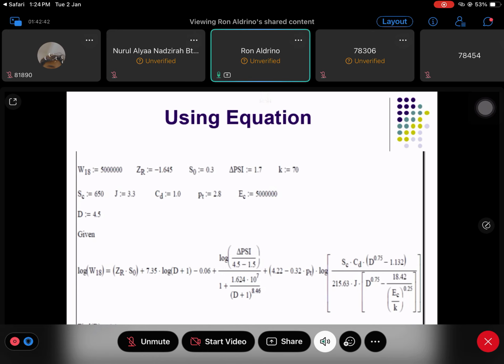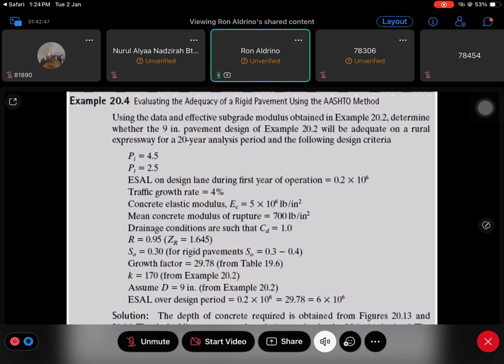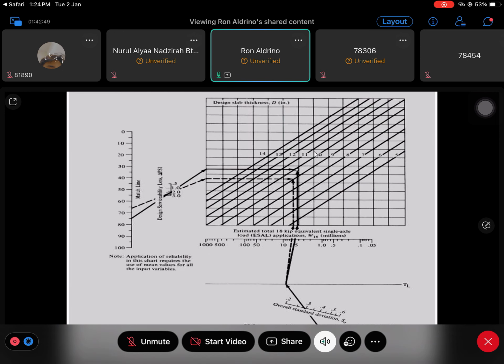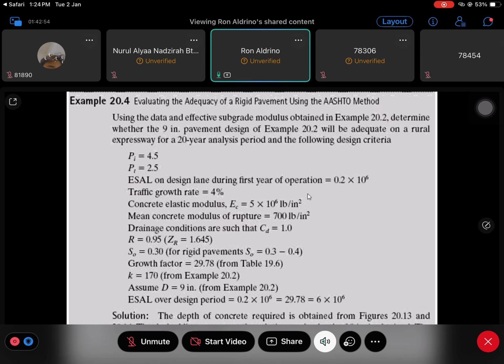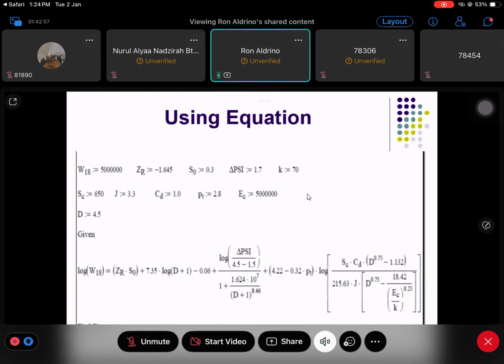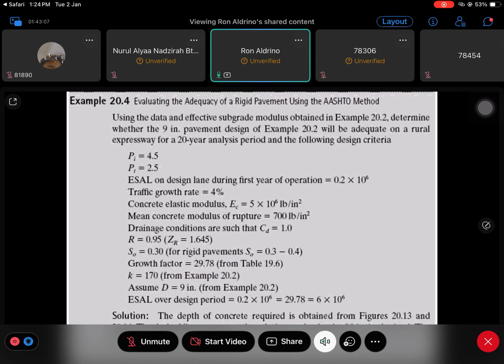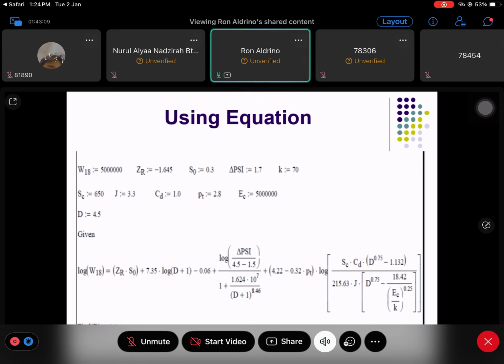Okay, so the nomograph and the equation, if your nomograph calculation estimate here is very much different than your equation, then that means that there's something wrong either with the way you plot your nomograph or you insert your value in your equation. So technically, both the nomograph and the equation should not have too much difference. Okay, so I use either way. Okay, you can double check.